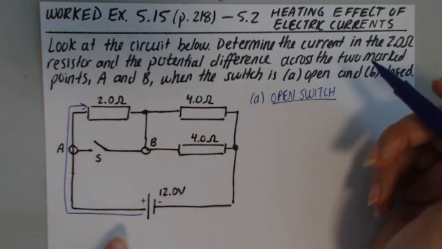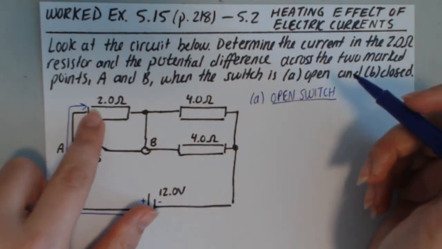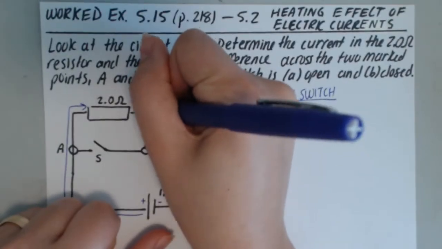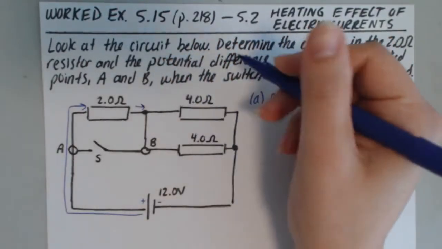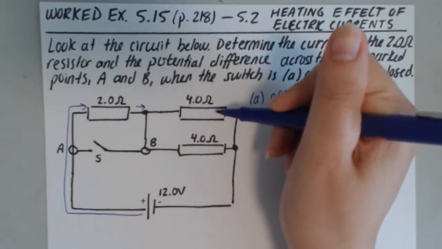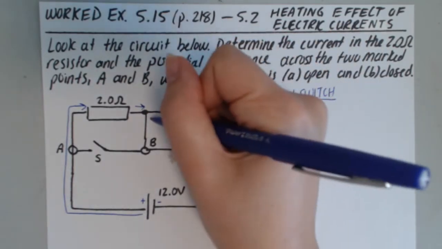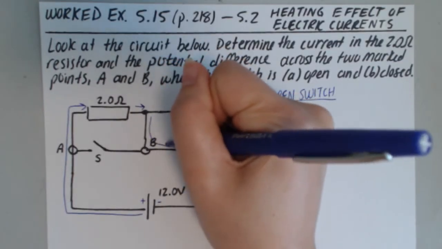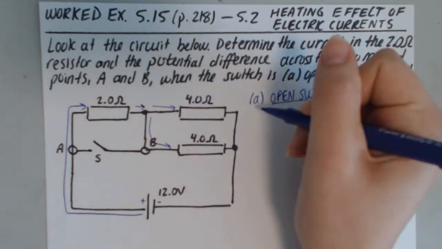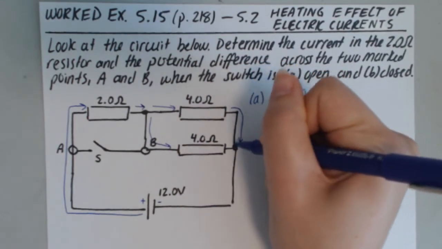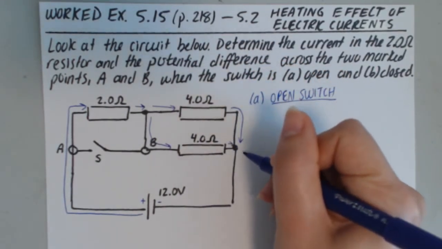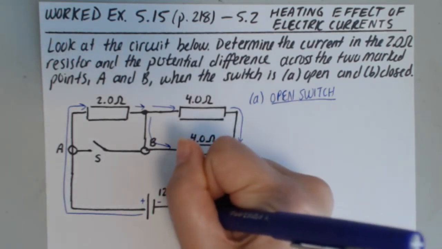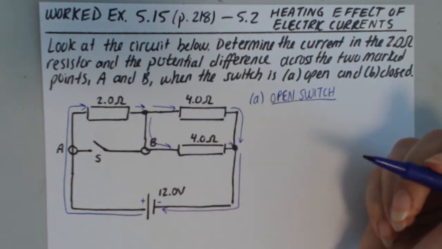So when it's open, we've got the current going through the 2 ohm resistor. It comes to this junction and then it splits. Because each of these resistors is identical in terms of its resistance, the current will split evenly. So half of it will come here and the other half will come here. Then the two halves join at this junction into the original current and they come back to the source.